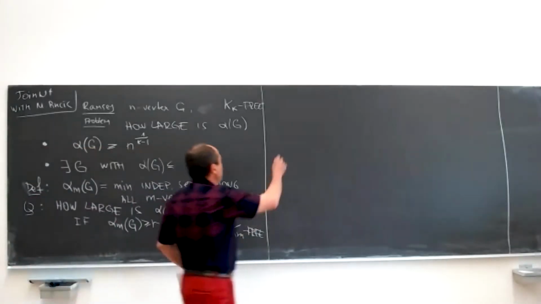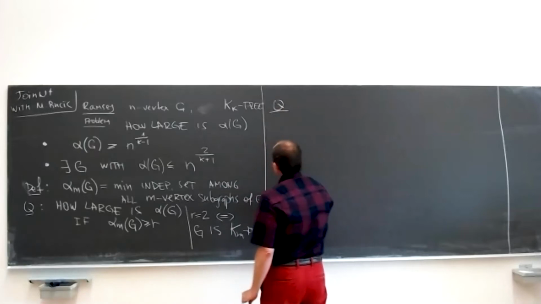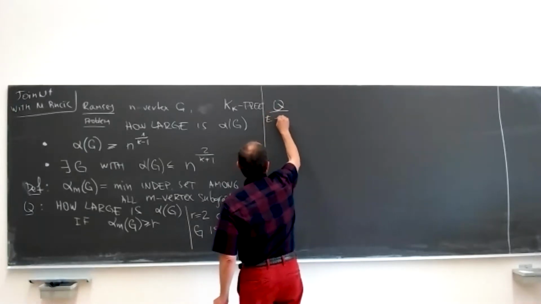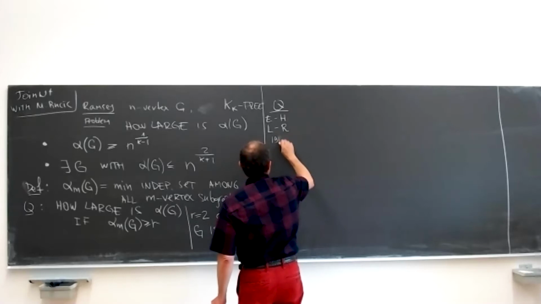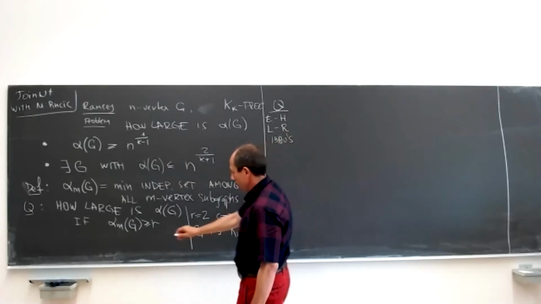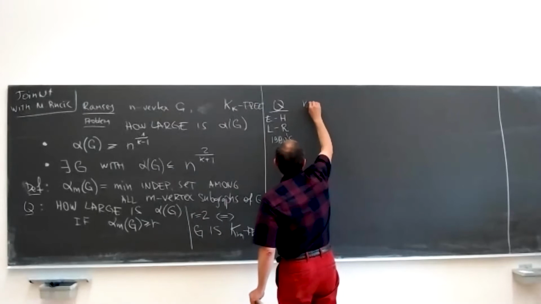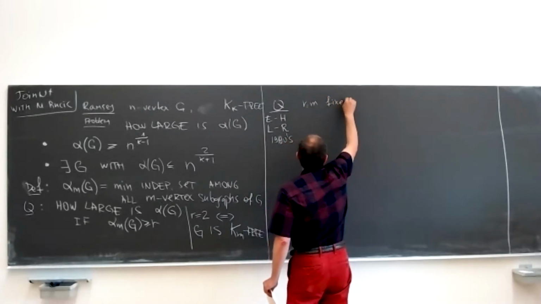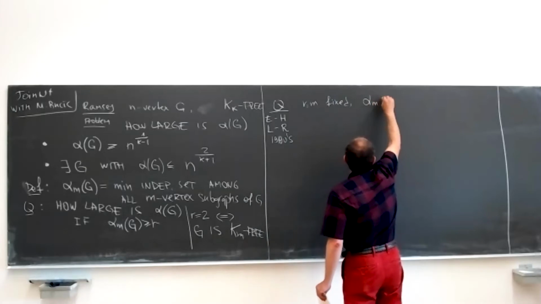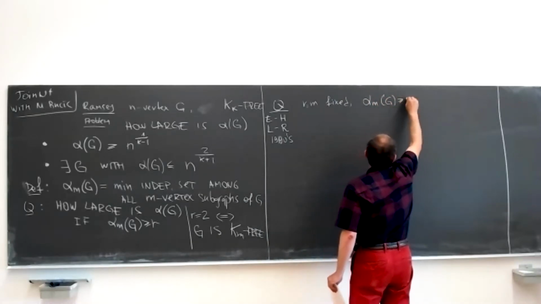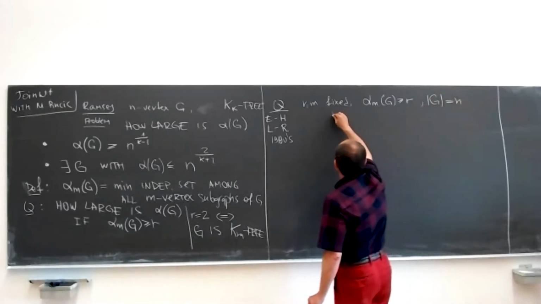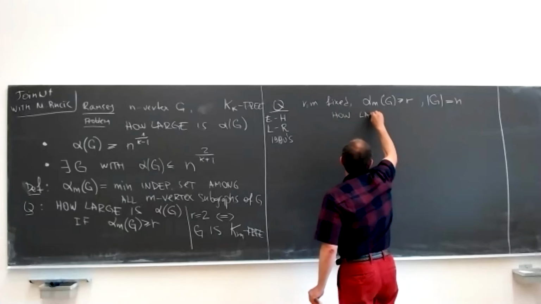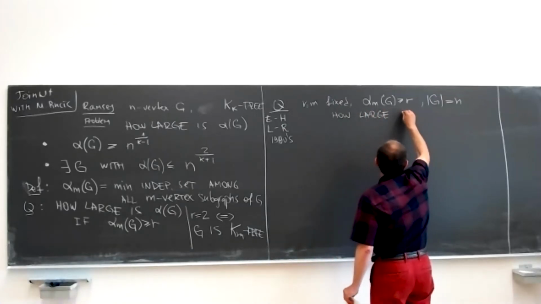So the question which I'm going to talk about was asked independently by Erdős and Hajnal, and Linial and Rabinovich, in the early 90s. So they asked exactly: with r and m fixed, alpha_m(G) at least r, and the number of vertices of G being n, how large should alpha(G) be?